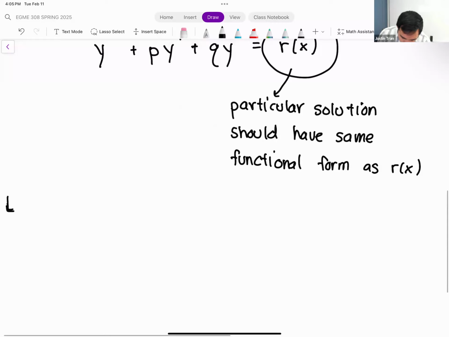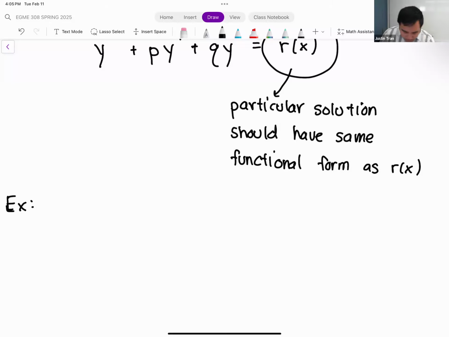I'm not going to solve this example completely out just because of time. We are a bit behind just because I've been yapping too much. But I'm going to show you at least how to set up the problem, and then I'll leave the rest of the example up to you guys.